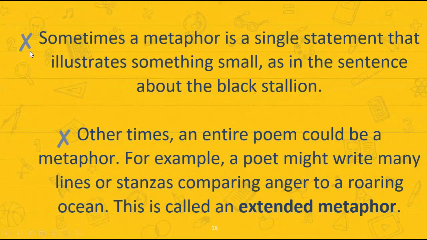Sometimes a metaphor is a single statement that illustrates something small, as in the sentence about the black stallion. Other times, an entire poem could be a metaphor. For example, a poet might write many lines or stanzas comparing anger to a roaring ocean, and this is called an extended metaphor.